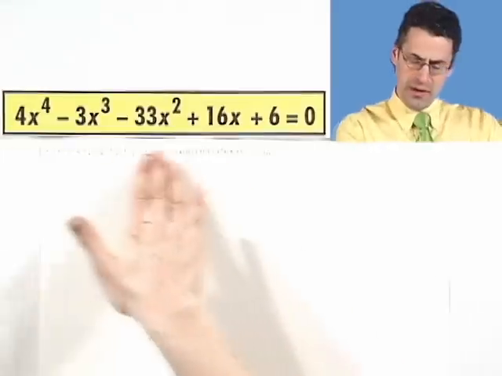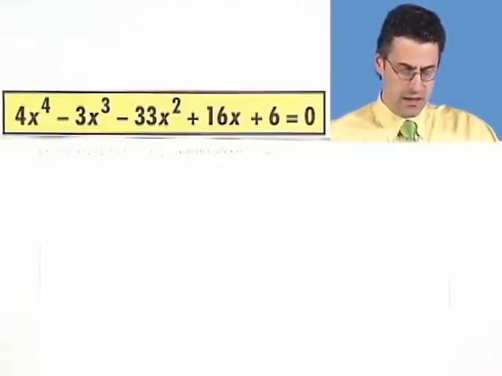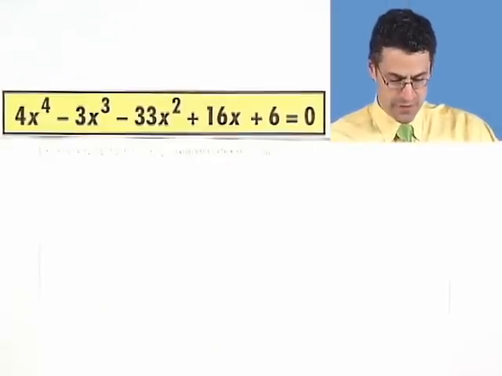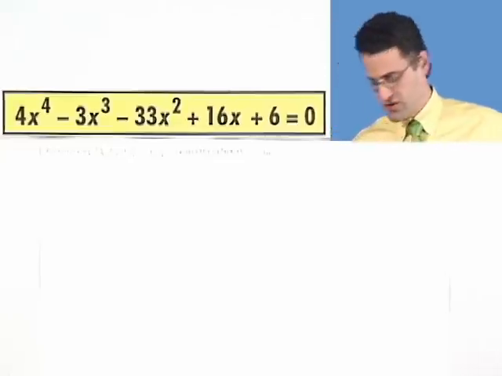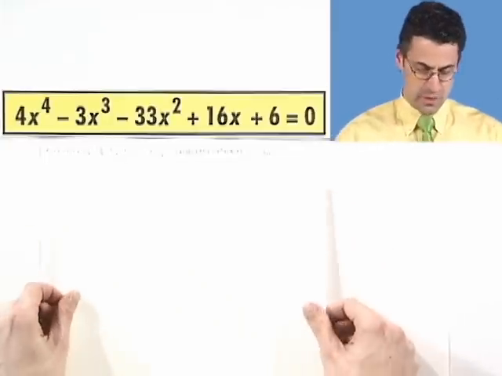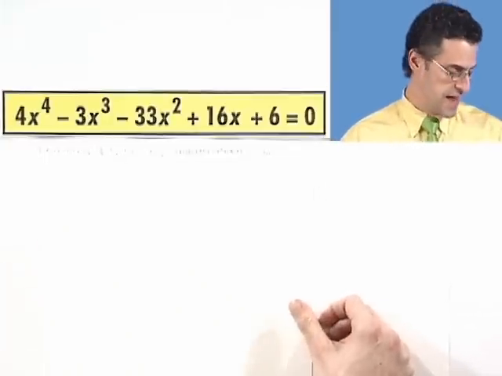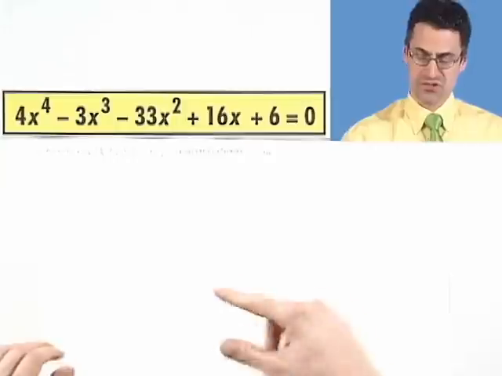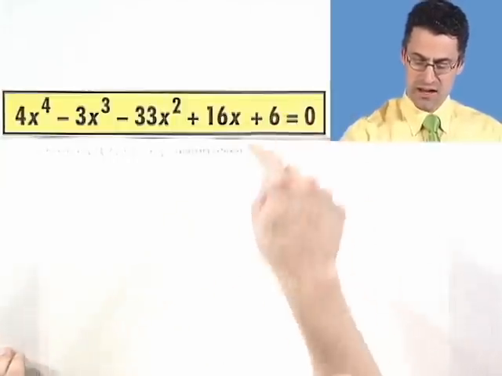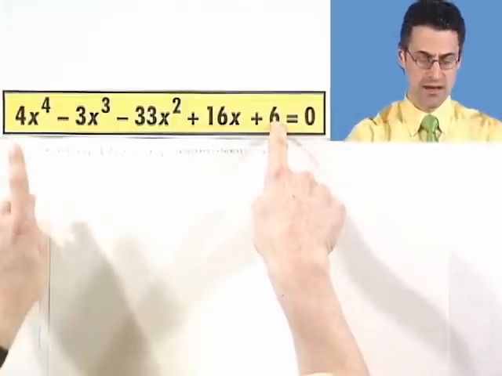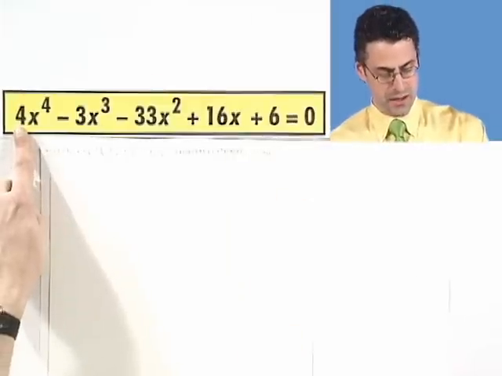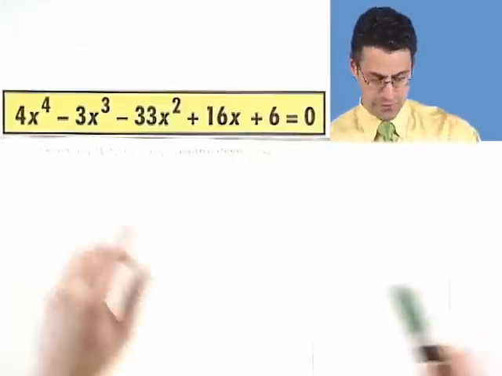All right, let's see if we can find all real solutions to this really long, impressive-looking fourth-degree polynomial. Well, the first thing I would do is find all possible rational solutions. So how would I do that? Well, I would just list all the possible rational solutions we could have. If there's a rational solution, its numerator will be plus or minus any factor of this number, which is 6, by the rational root theorem, divided by plus or minus any factor of 4.